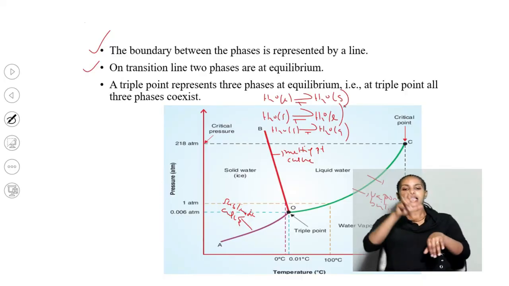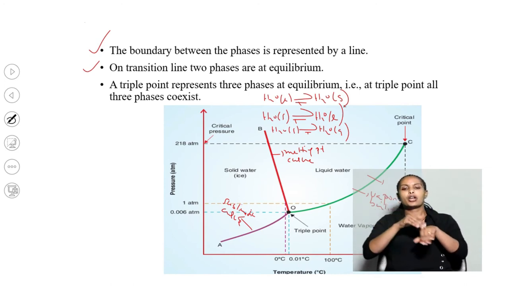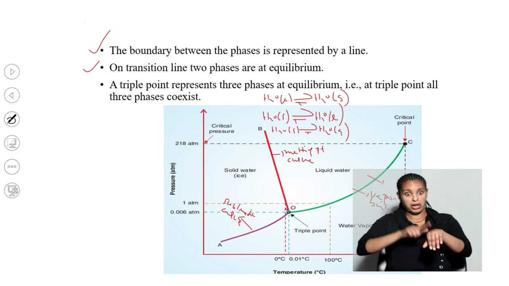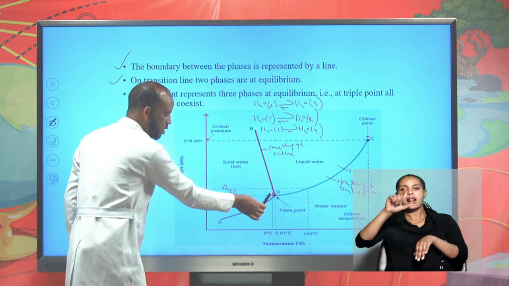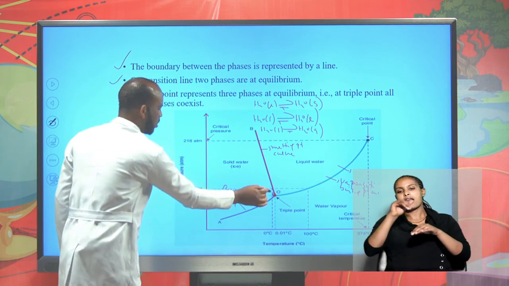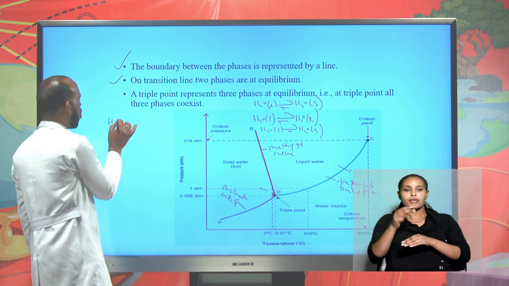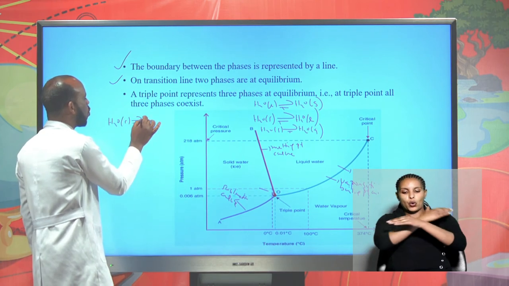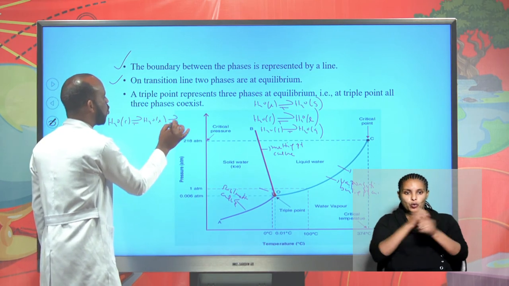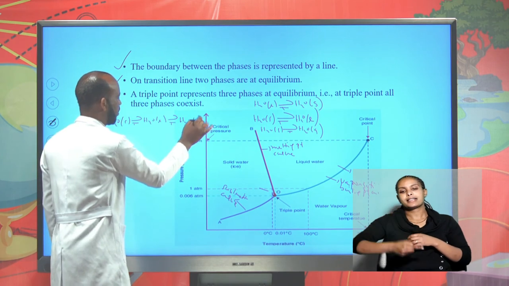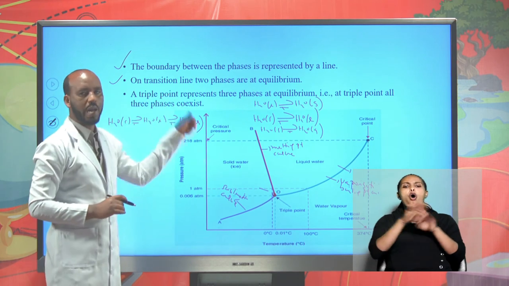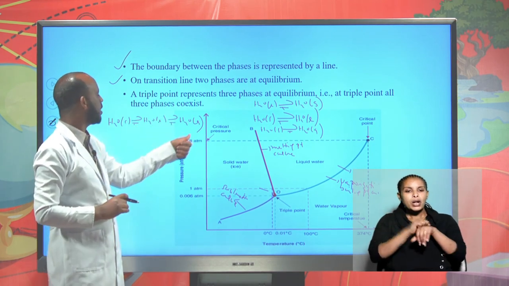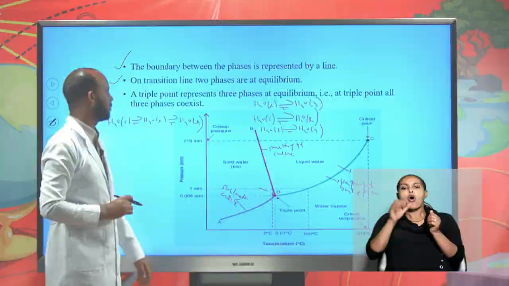A triple point represents three phases at equilibrium. This is the triple point. At the triple point, three phases are in equilibrium. The three phases are water solid in equilibrium with water liquid in equilibrium with water gas. At the triple point, all three phases coexist: solid, liquid, and gas.